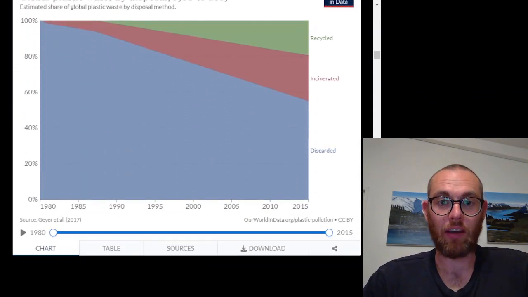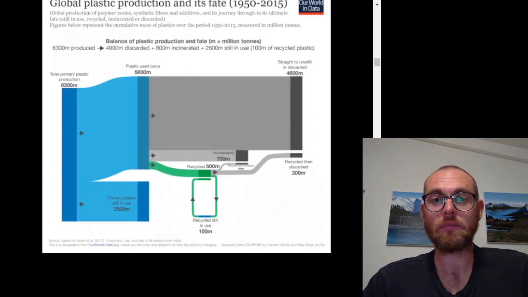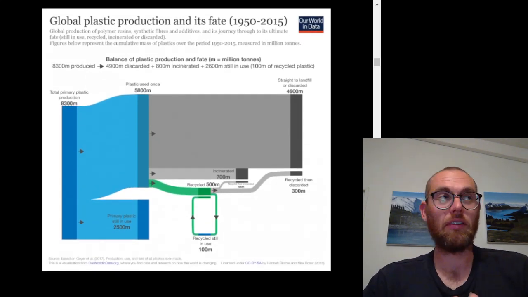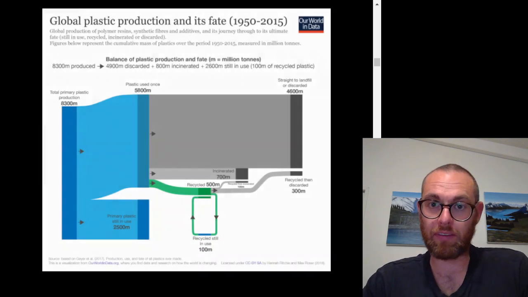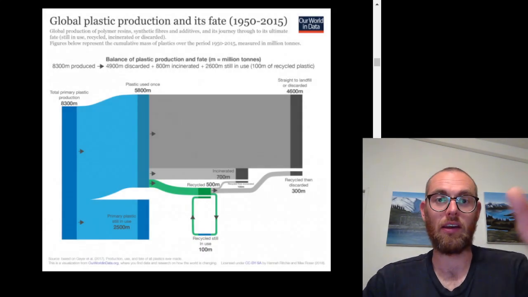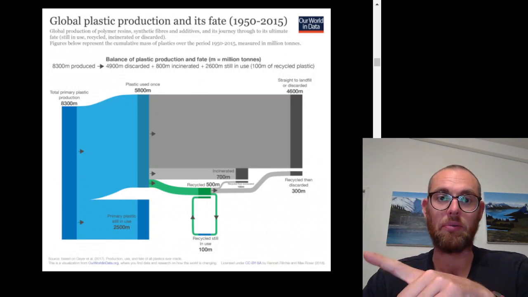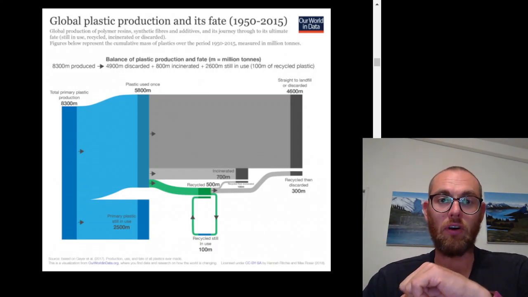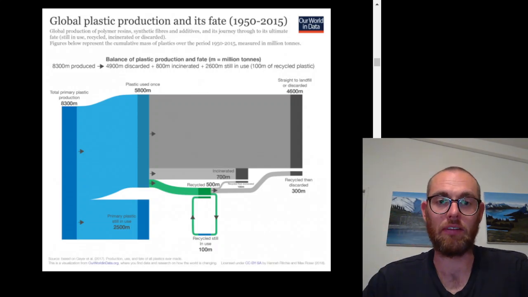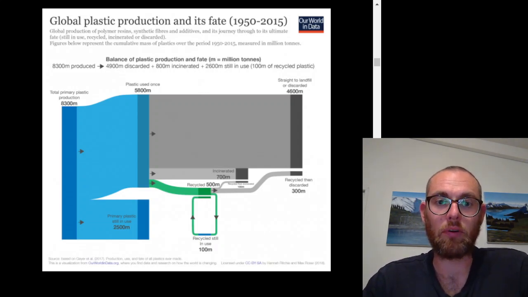Now, this is another interesting one, but we're not looking at that. Now we want to know what happened to the plastic. This is until 2015. You see on the bar on the left, that blue bar, 8.3 billion tons of plastic in total produced overall until 2015. So that's not until 2019, but until 2015, 8.3 billion tons produced.